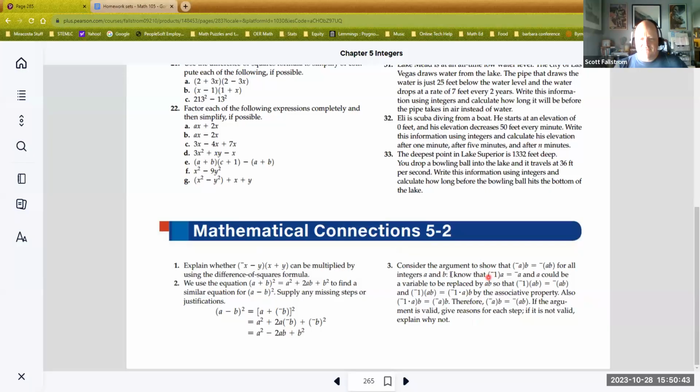A student is kind of giving you their way of getting from the opposite of A times B is equal to the opposite of AB. And they're going to show you these steps. Your goal is to figure out, is this a valid argument? Do the steps follow? Give a reason for each step. And if it's not valid, so maybe something was incorrect in here, then say why. Why is this not valid as you go?